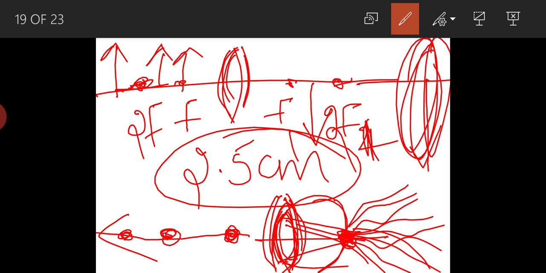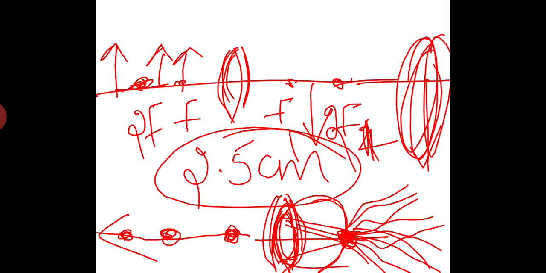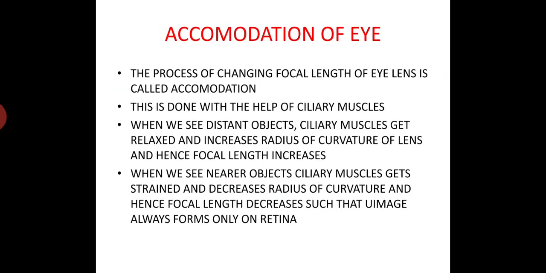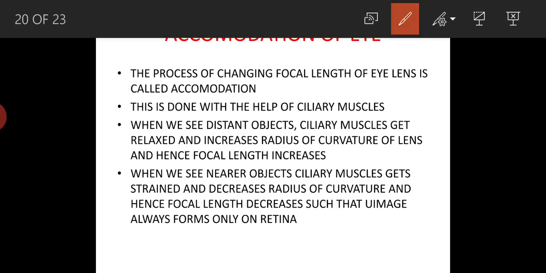So here what we need to understand is that the focal length of the eye lens is not fixed, it is always changing according to the object distance. So according to the object distance, focal length always varies. This process of changing the focal length according to the object distance is called accommodation of eye. The process of changing the focal length of the eye lens is called accommodation.